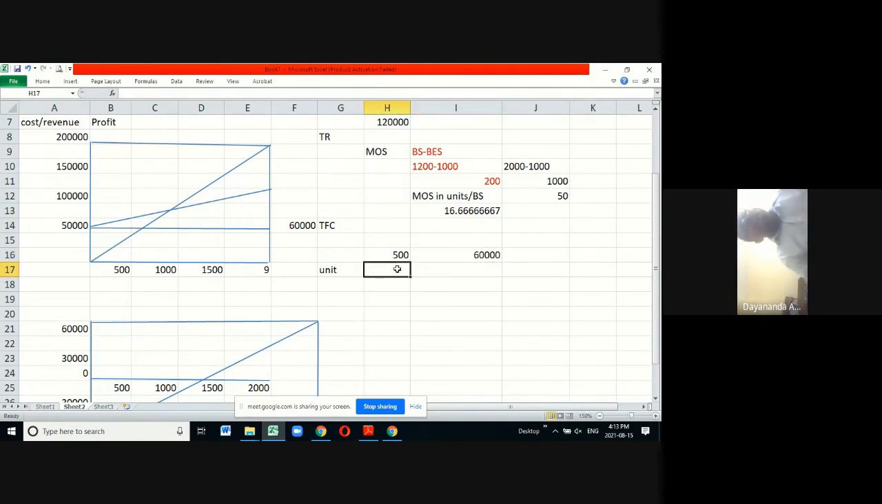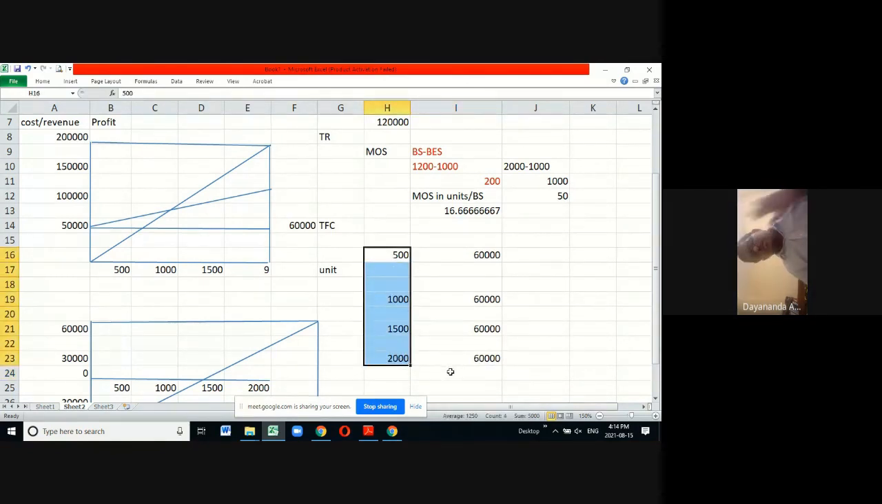When you made 1,000 units, again your fixed cost is 60,000. Previous example. When you make 1,500 units, fixed cost is 60,000. Okay. When you make 2,000 units, your fixed cost is 60,000. That is the meaning of fixed cost. Fixed cost which remains irrespective of the level of production is called fixed cost.